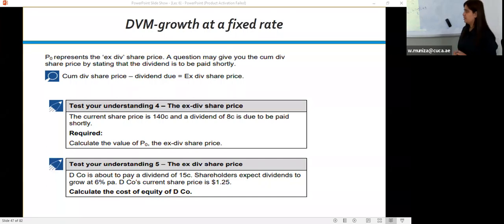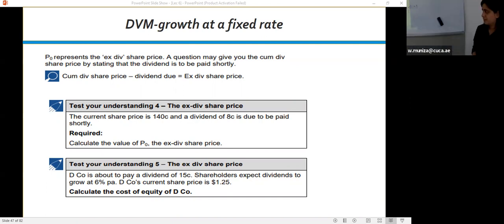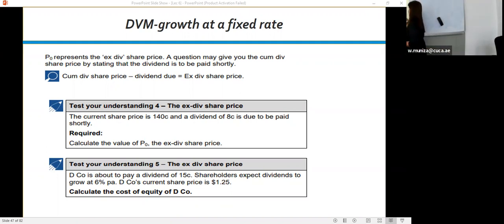First, calculate the ex dividend share price. What is the ex dividend share price, Atif? 15 cents minus 6%. Oh, sorry. Share price. 1.25 is the share price. Yes, 1.25 minus 15. Not 15, 0.15. In the sense it is given. So the ex dividend share price will be 1.25 minus 0.15. It's 1.1. The ex dividend share price is 1.1.